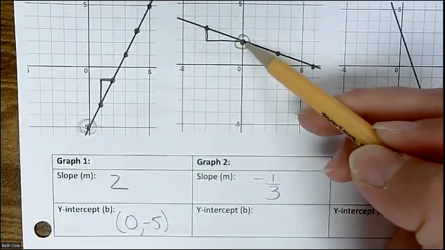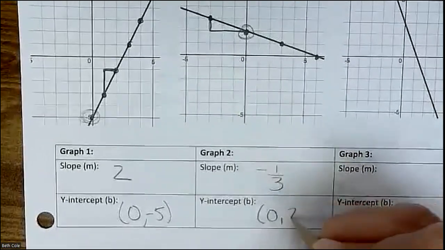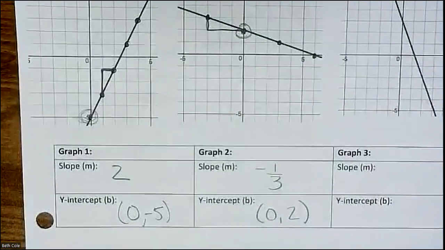So what point is that? And we should write 0, comma 2 because it's an ordered pair.